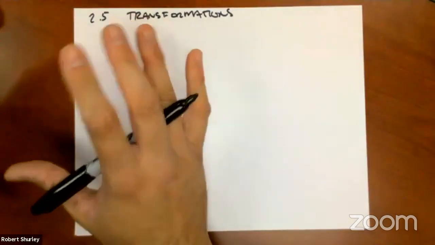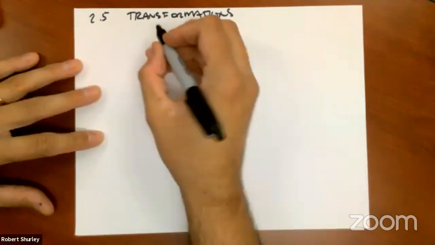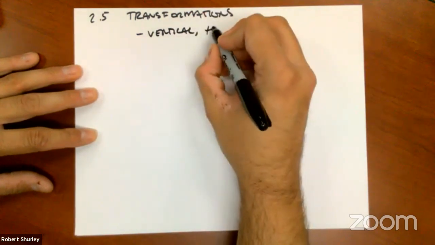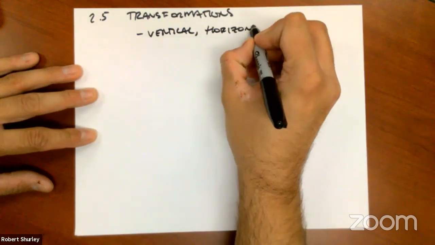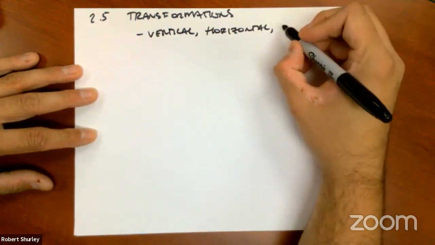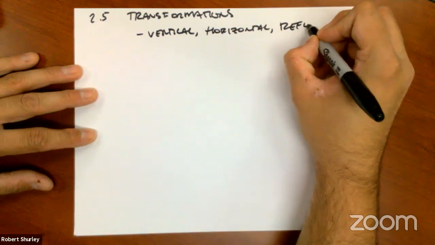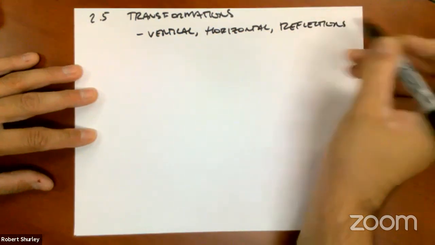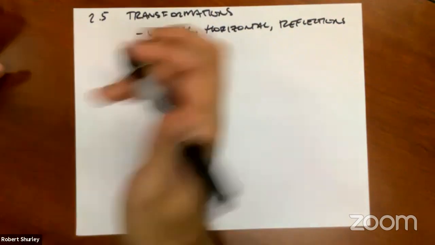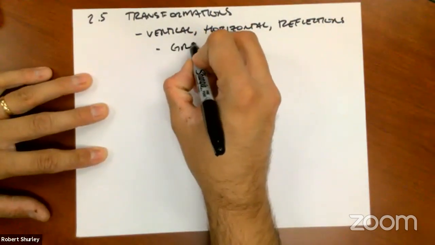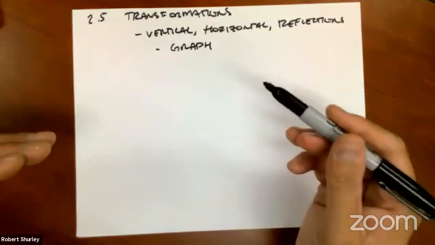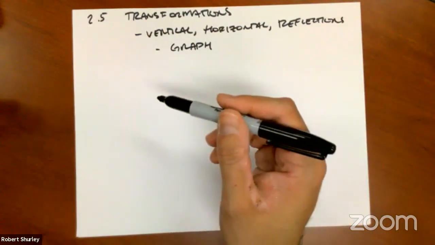Okay, so back to transformations. We stuck with rigid transformations, which were vertical, horizontal, and then the reflections. Now, within that, I'm going to ask this two different ways. One is to graph it, where you graph the parent function, and then you graph the transformation. So, you go to the left two.